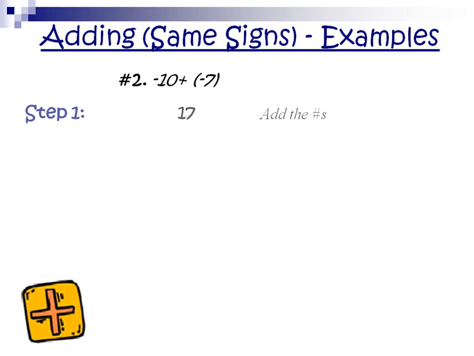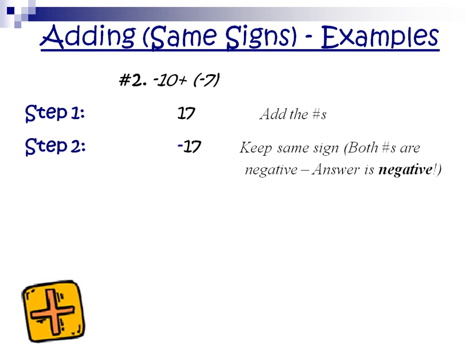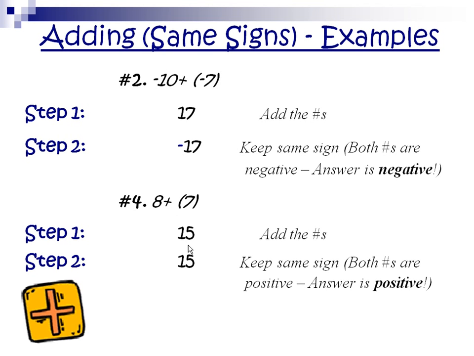Thus we get -17. So when you're adding just those numbers 10 and 7, you get 17, but because both are negative, the answer is -17. Now look at number 4 here. 8 plus 7. Both of these numbers are positive. Therefore, we will just add and keep the positive 15.